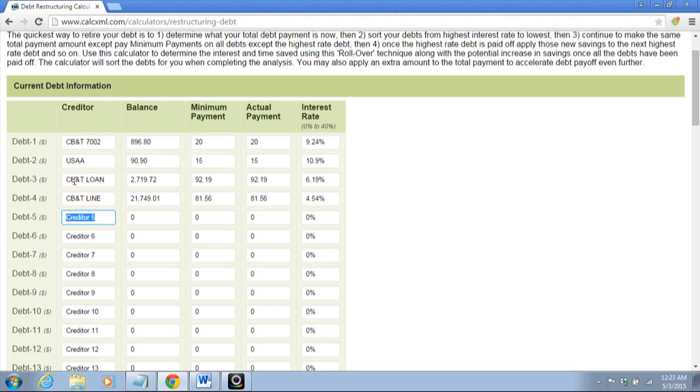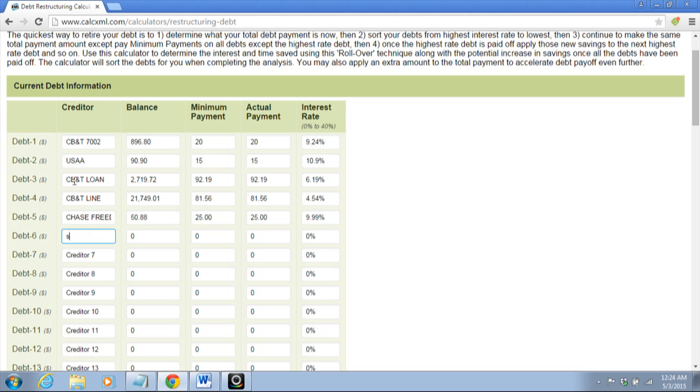Debt number 5, there's Chase Freedom, which is a credit card. $50.88 was the balance. $25 minimum payment, and $25 actual payment. And then 9.99% was the rate.